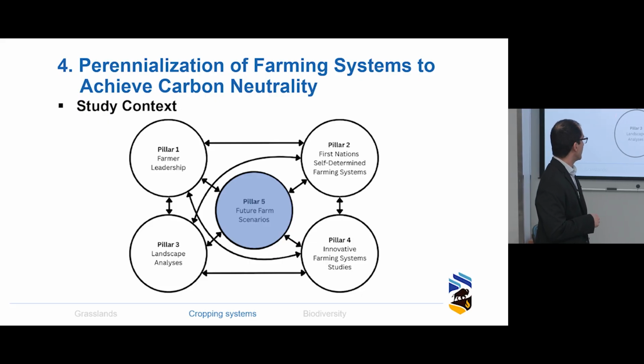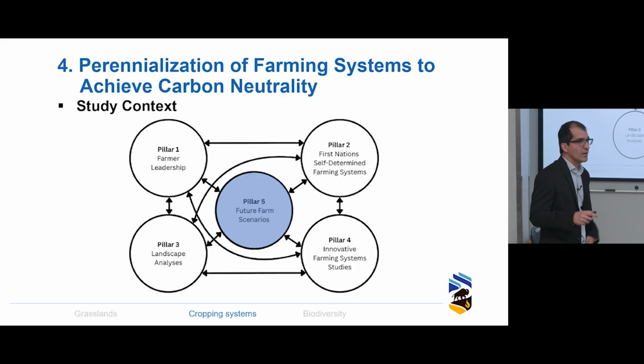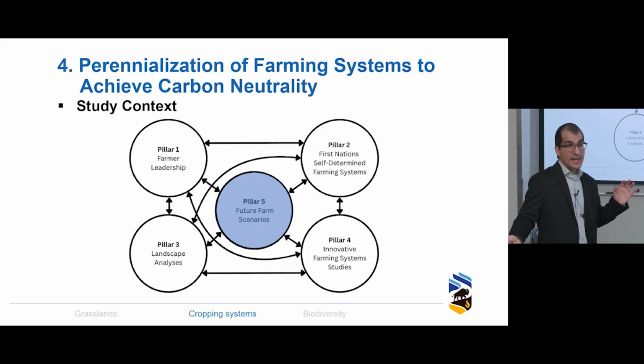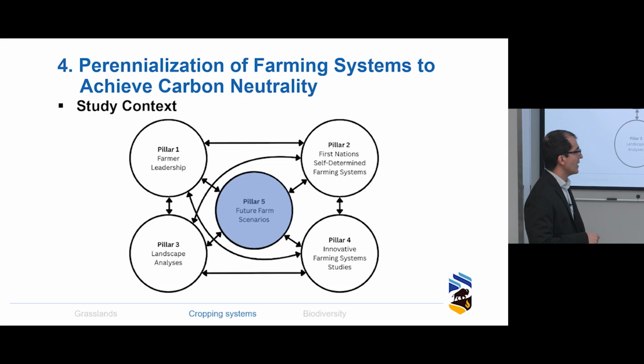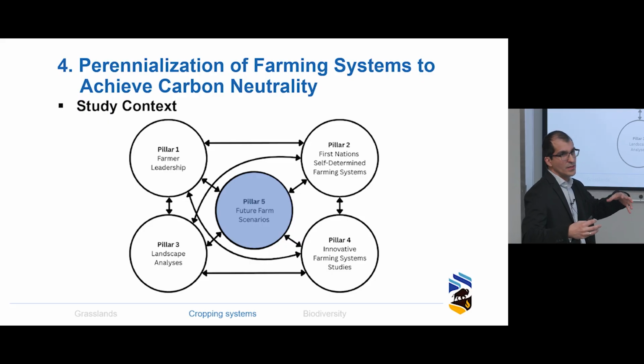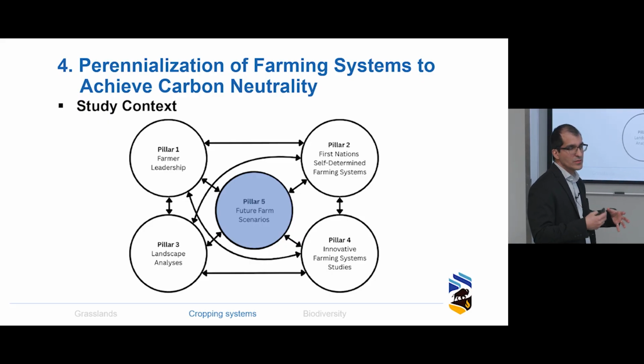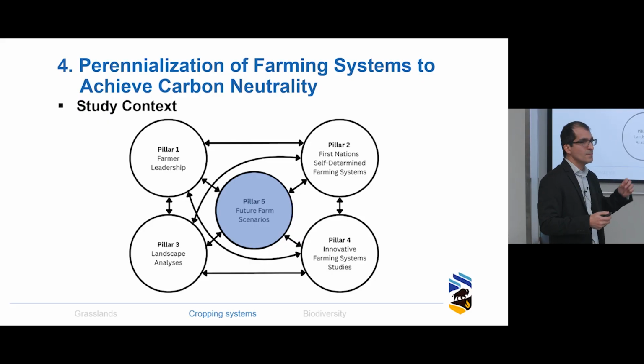There's also a fair bit of biophysical data being collected on the landscape analysis on pillar number 3, as well as a lot of work done by Yvonne Lawley at the plot level with the innovative farming systems. And the idea for us here on pillar 5 is to aggregate this information and translate it into models that can be used to predict and inform us in terms of what's more effective towards net zero approaches.